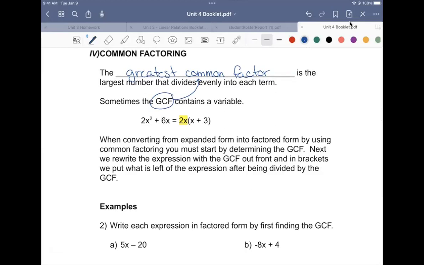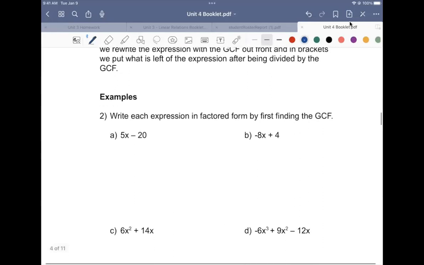So when you're converting from expanded form into factored form by using common factoring, you're going to start off by determining your greatest common factor, similarly to how when we are trying to get rid of fractions, we look for our greatest common denominator whenever we're adding. So the first thing that we're going to do is write these in factored form by finding our greatest common factor. It's essentially the same step that we did in the last one.